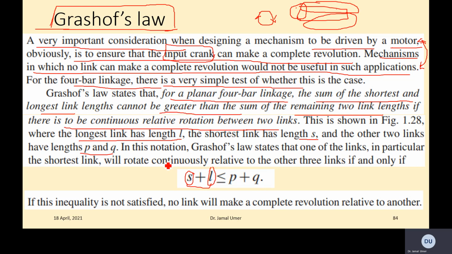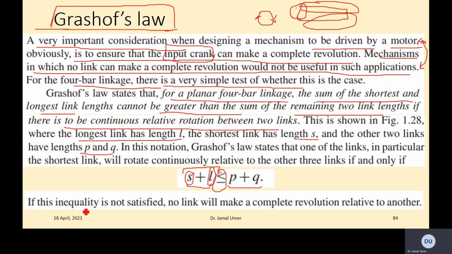So in this notation, Grashof's law states that one of the links adjacent to the shortest link will rotate continuously relative to the other three links if and only if the sum of the shortest and longest link is less than or equal to the sum of the other two links. I'm quite sure when we do some problems, you will see how easy it is to implement.